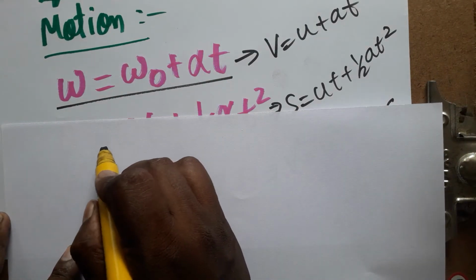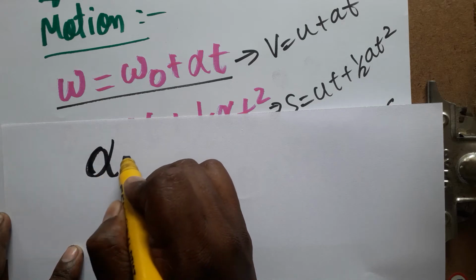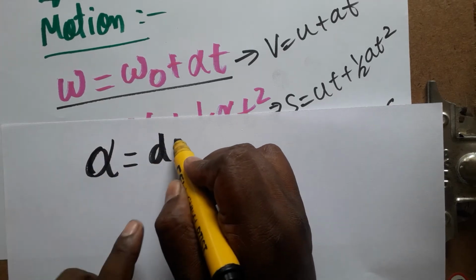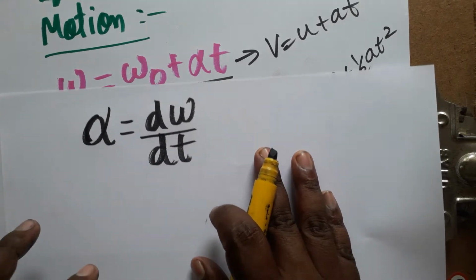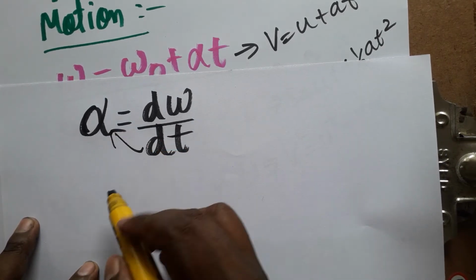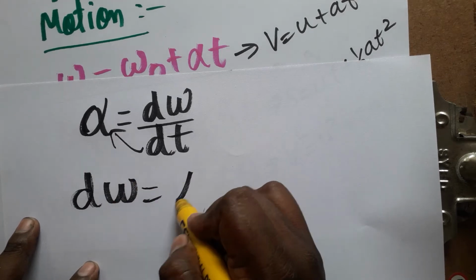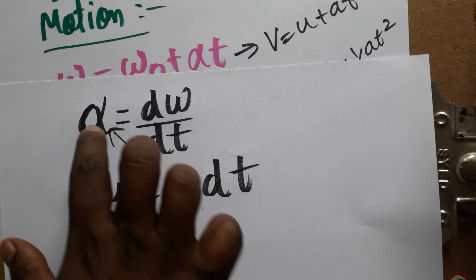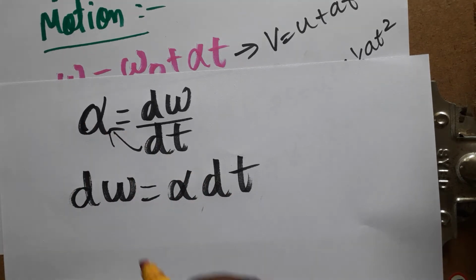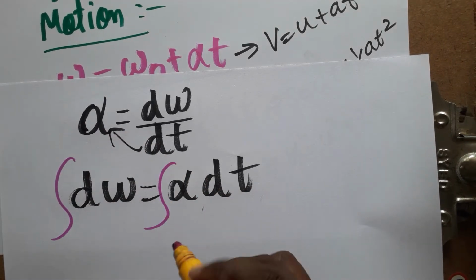Alpha, the angular acceleration, is the angular velocity by time. So taking t here, d omega is equal to alpha dt. I just modified the t here, that's it. So integrate on both sides. Now we are going to learn in the calculus method.